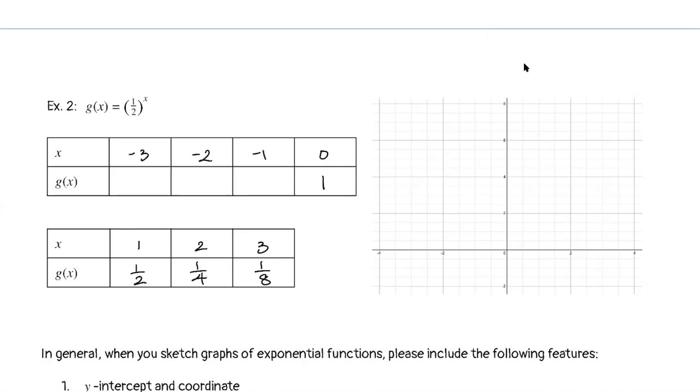So let's see what happens if we plug in a negative 1. Let me write this up here. So 1/2 to the negative 1 power. How can we simplify this? What are some ideas that folks have?